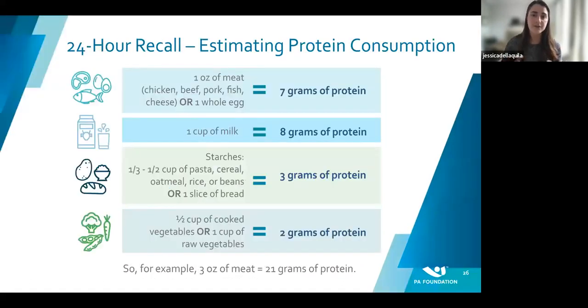And this slide specifically focuses on protein. So just reviewing with the patient how many grams of protein are in what they're eating. This slide breaks down animal sources of protein, so meat, milk, and then it also gets into starches and veggies. A lot of patients sometimes think we can only get protein from animal sources, but a lot of vegetables have a pretty significant protein gram content. So it's important to put that into your conversation as well.